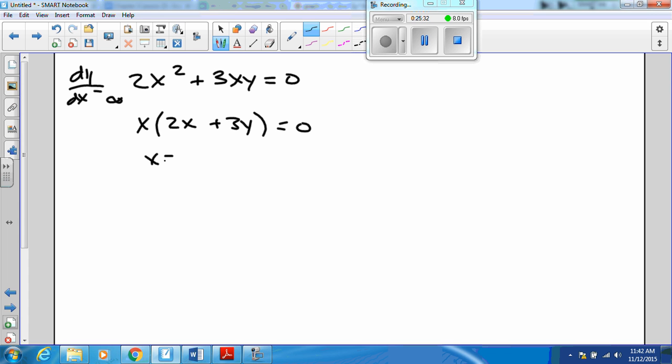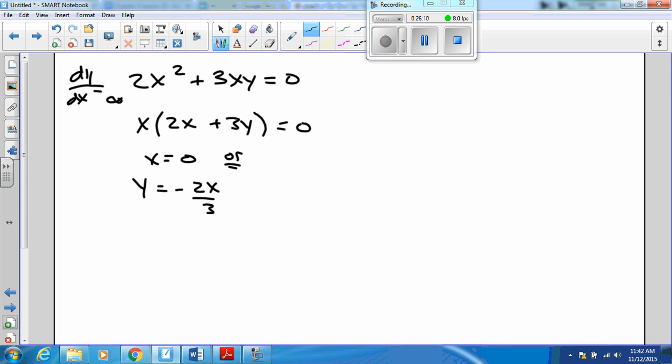x equals 0, or y equals negative 2x over 3. All right, so this has the same meaning as the previous thing. We've got two possible candidates here. One is that my vertical tangent will lie on the line x equals 0. The other is that it will lie on the line y equals negative 2/3 x.